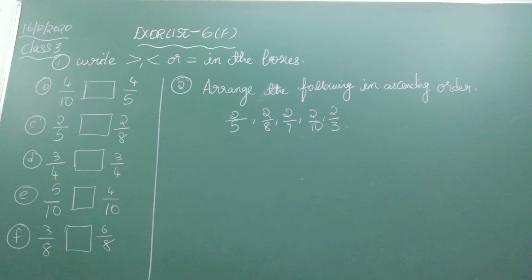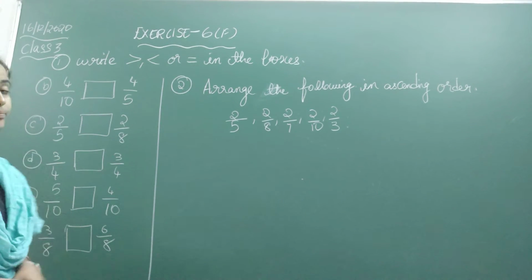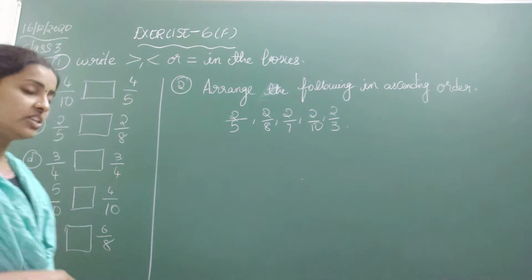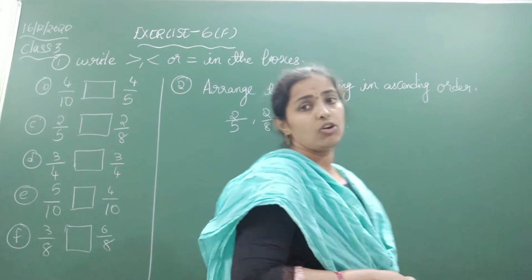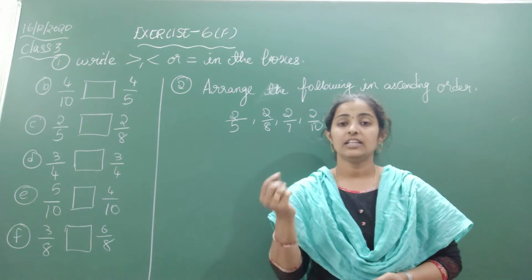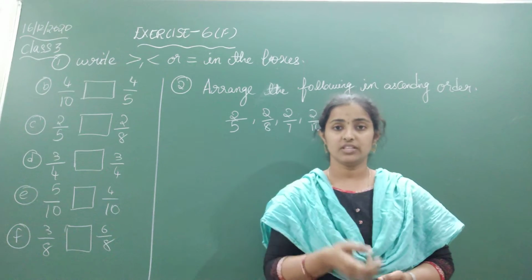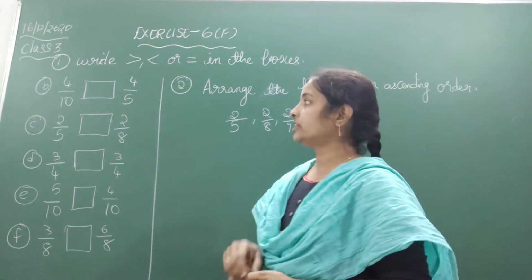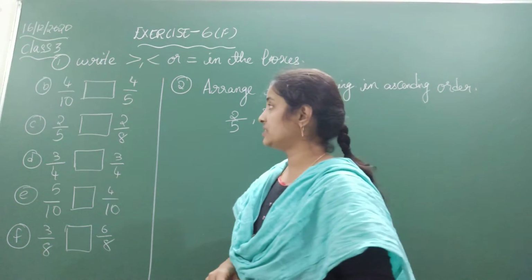Here two fractions are given. We need to identify which is the greater number. In the ordering of fractional numbers, we have seen how to identify whether the given fraction is a greater one or a smaller one. So look at question number B here.